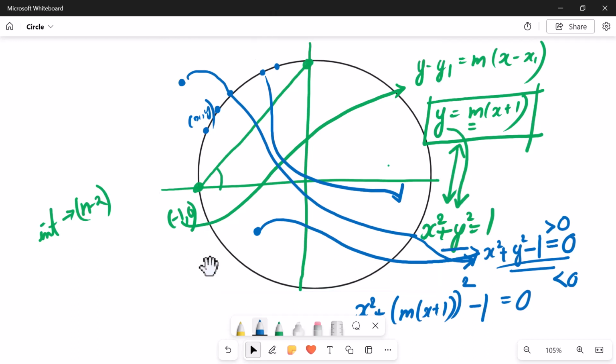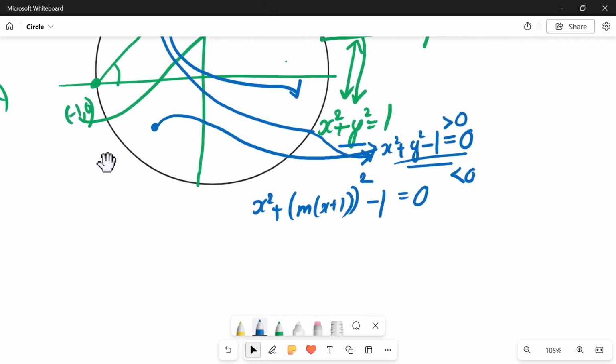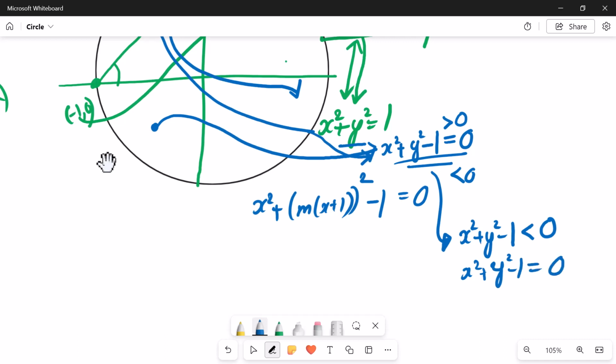So for any point taken inside the circle, x squared plus y squared minus 1 will spit out a negative value. It will spit out 0 if the point is lying on the circle, on the periphery, and if the point is lying outside the circle, then this will spit out a positive value.